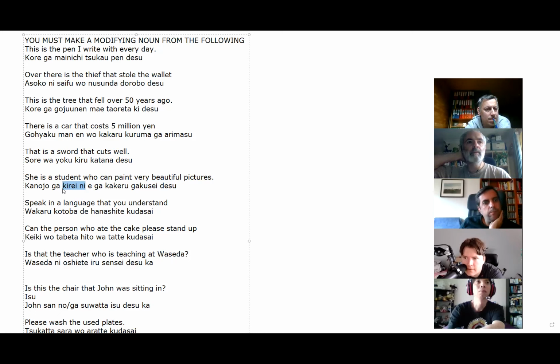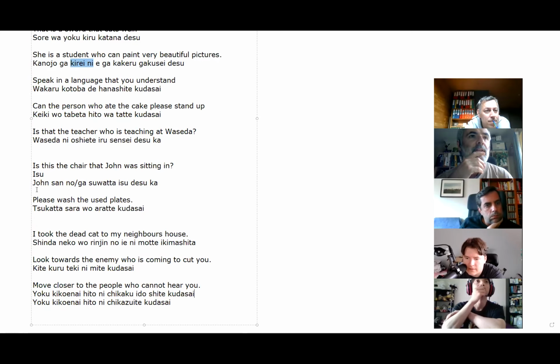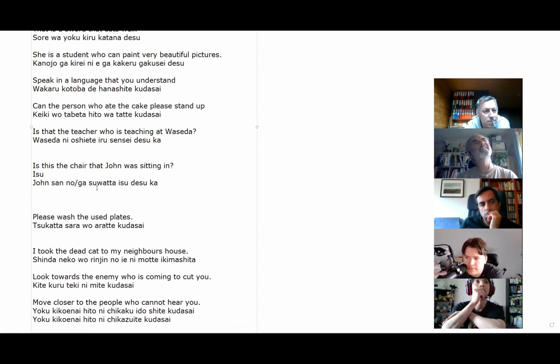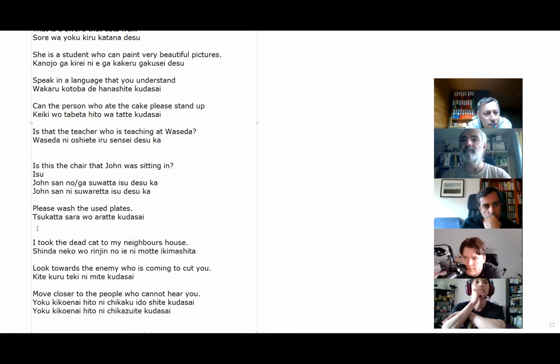And for this one, is this the chair that John was sitting in? John-san no suwatte isu desu ka? I have the other one. I put it into the passive form. Okay, good. John-san ni suwareta isu desu ka? Yes, good, exactly. Very good. Excellent. That's it. Cool.